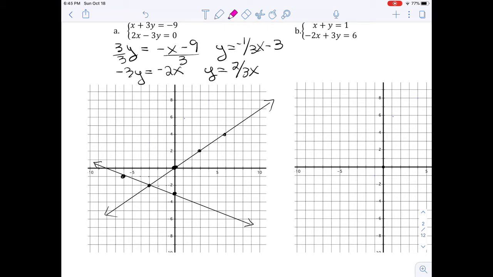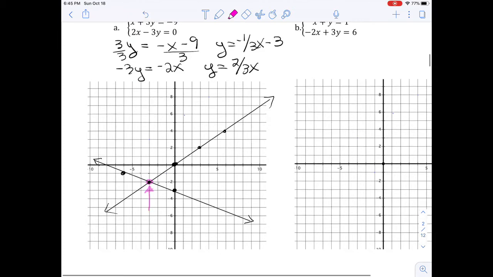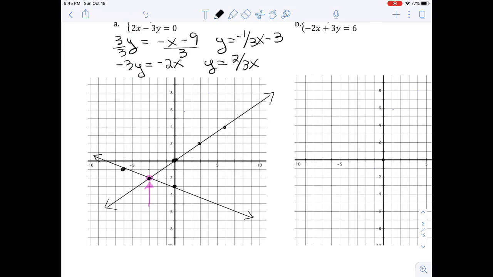And we can see that the two lines are intersecting at that location right there. That is the solution to that system, and that is the ordered pair -3, -2.